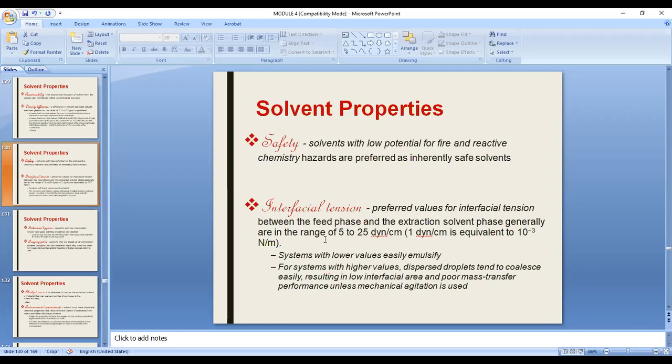In the sample problems that were given you then, most of the values are 20 or 25. Oftentimes, it's 20 to 25 dyne per centimeter. Now, systems with low values of interfacial tension easily emulsify. So then, if they will emulsify, it will be hard to separate. For systems with very high values, that is greater than 25, dispersed droplets tend to coalesce easily, resulting in low interfacial area and poor mass transfer performance unless there is a form of agitation in your equipment. Okay, so take note of the interfacial tension.